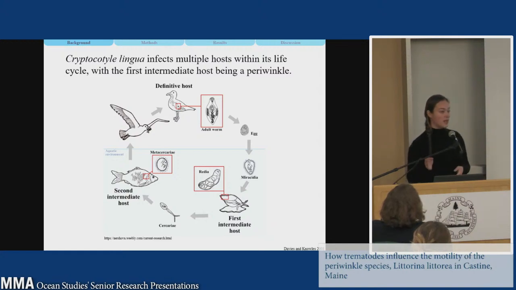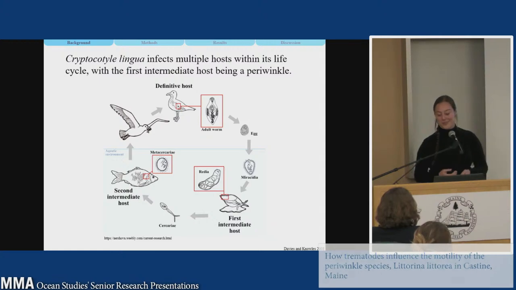A herring gull will come down and consume the fish, where the trematode will turn into an adult worm in the gut of the gull. There, they will reproduce, lay eggs, and then the gull will defecate, and the life cycle will continue.